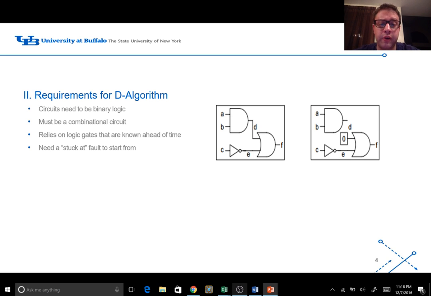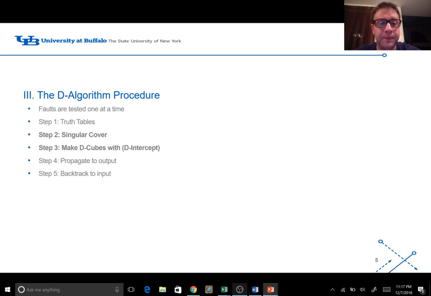So requirements for the algorithm. It's written for combinational circuitry. It has to have binary logic as well. So in my examples on the right-hand side here, A, B, and C would all take on binary logic, as would the internal signals D and E. The only difference between these two circuits is a stuck at zero fault on D. Now the whole point of the test is to determine if there is in fact a stuck at zero fault. It's unknown until it goes through the process here.